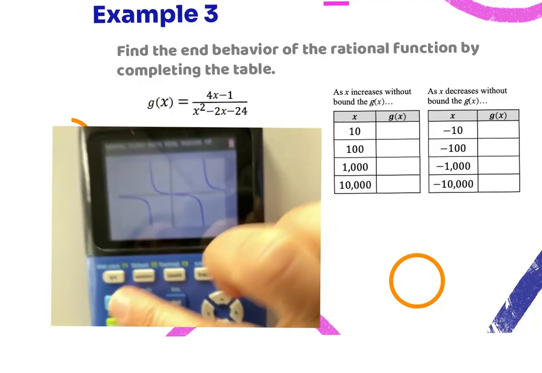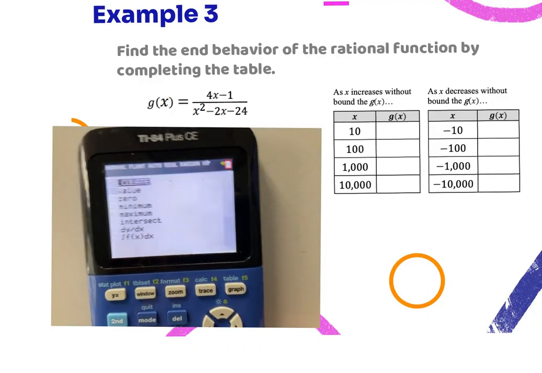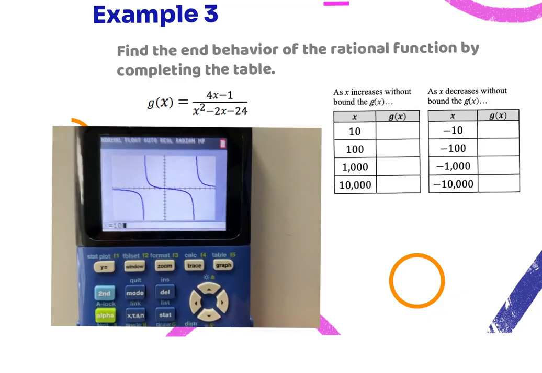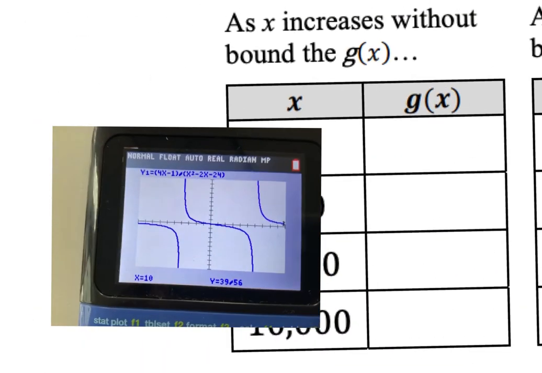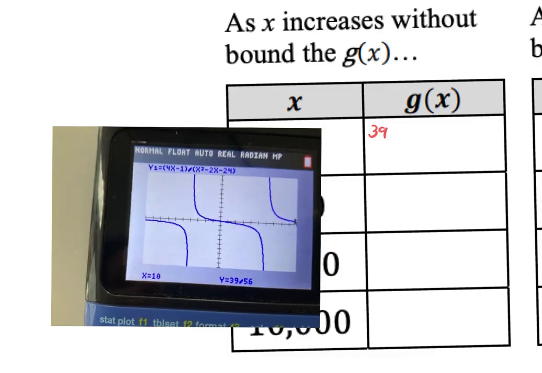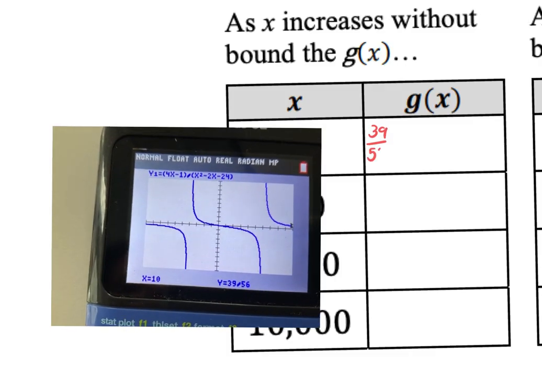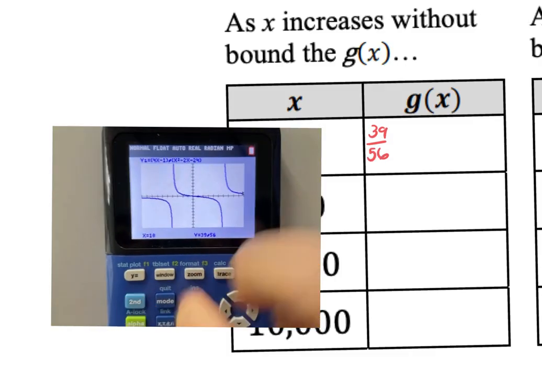All right, so what it's asking you to do is use the values in the chart. So I'm going to go second, calc, value, and I'm going to type in 10. And I get a fraction. So I'm going to write my fraction here so that I can go back and figure this out later. 39, there's a way to reset this. I'll show you in a second, but I didn't do it yet, so I'm just going to keep going.